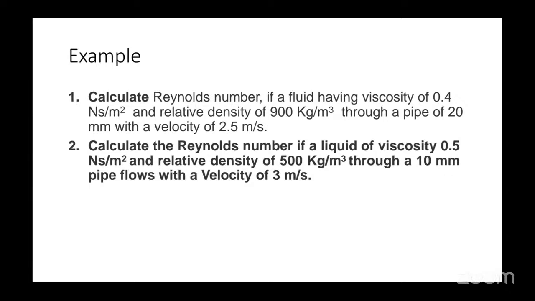So there we have two examples to deal with. Calculate the Reynolds number if a fluid having viscosity of 0.4 Newton second per meter square and density of 900 kilogram per meter cube flows through a pipe of 20 millimeter with a velocity of 2.5 meter per second.